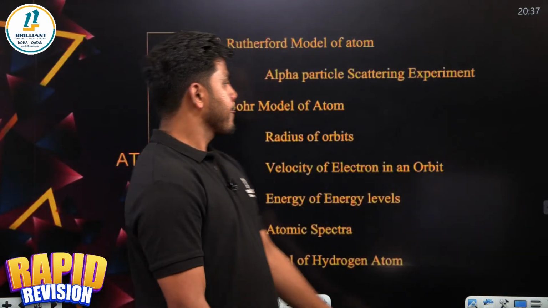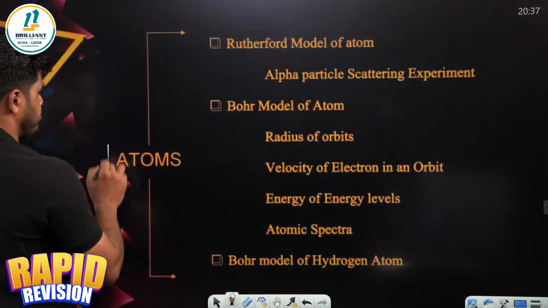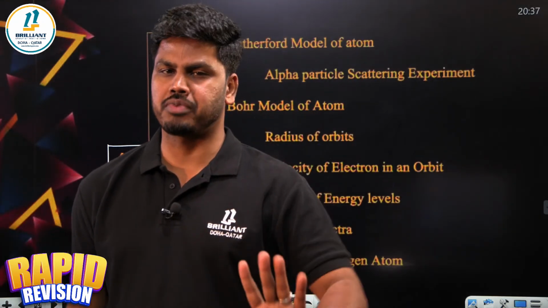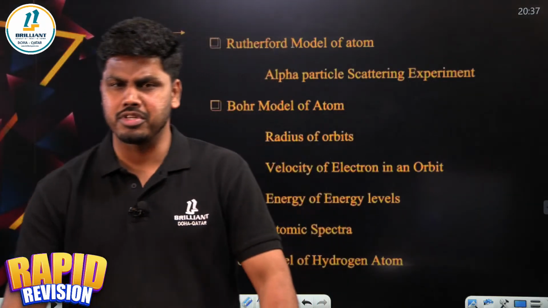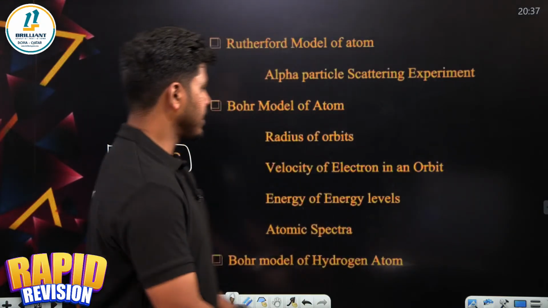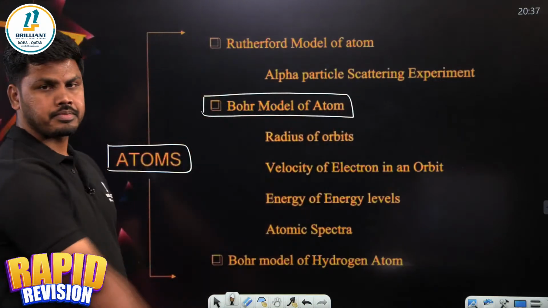Right. So atoms, like dual nature, is also a small chapter. The backbone of the chapter is the Bohr atom model. We have to understand the Bohr atom model properly to answer all the questions from this chapter. Any question, whether it is a long answer derivation question or a numerical question, whatever it may be, you should know the Bohr atom model properly. That is the very important concept in the chapter.